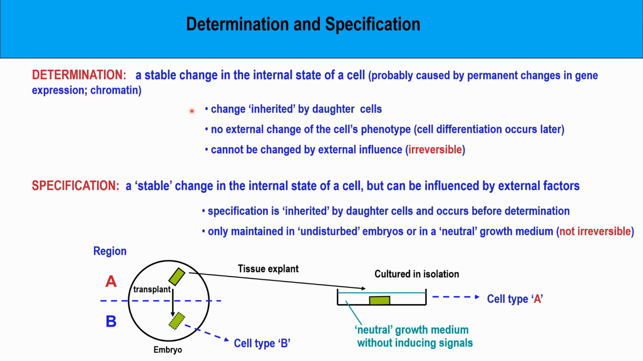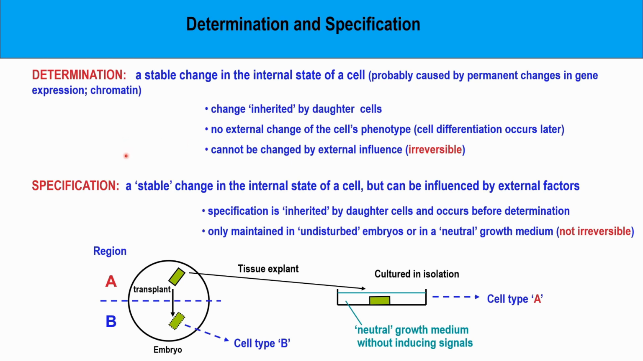In the case of determination, this stable change or state is inherited by daughter cells. So they remember what they were. There is no external change of the cell's phenotype. The cell differentiation occurs later on. And if a cell is said to be determined, it cannot be changed by external influence, right? It's very stable. It has an irreversible state. We'll have a look at the experiments they do in the next slide, but I just want to give the definition here.